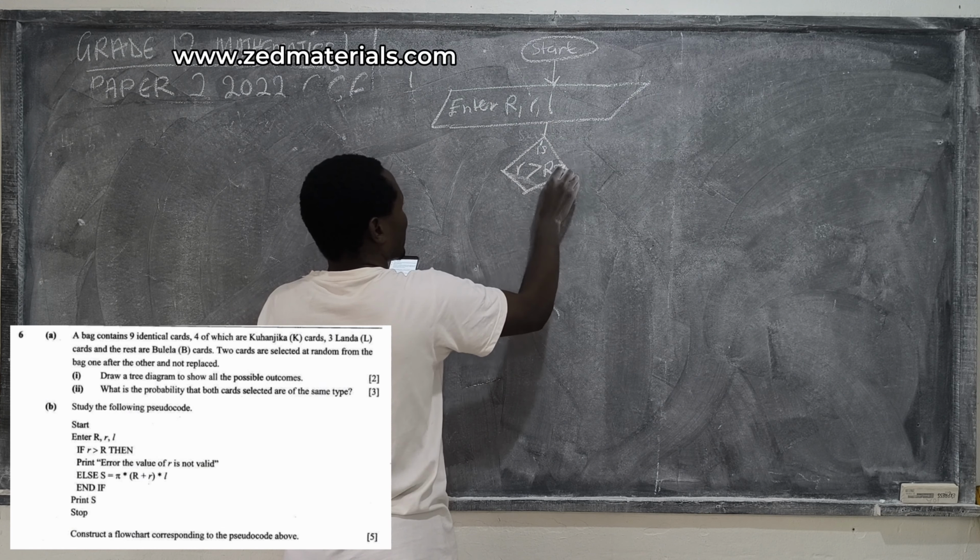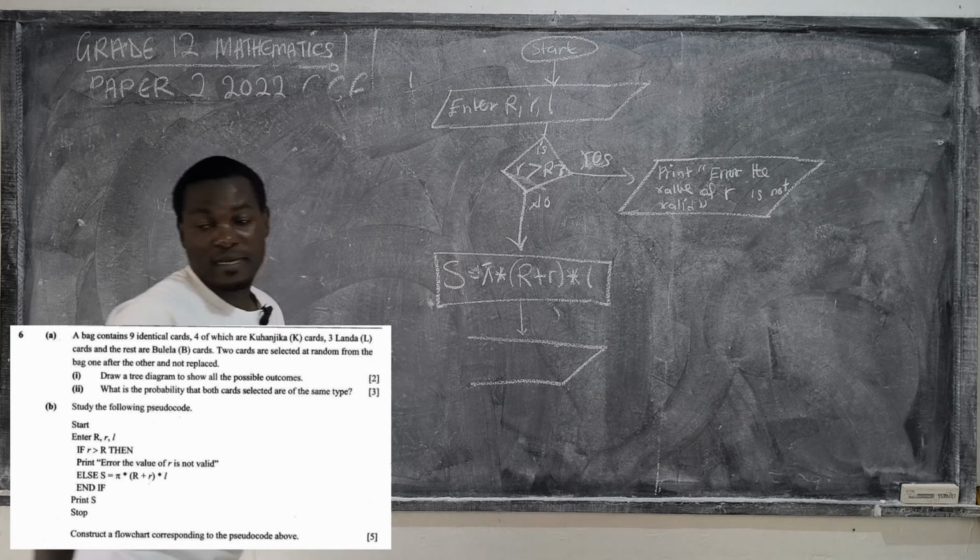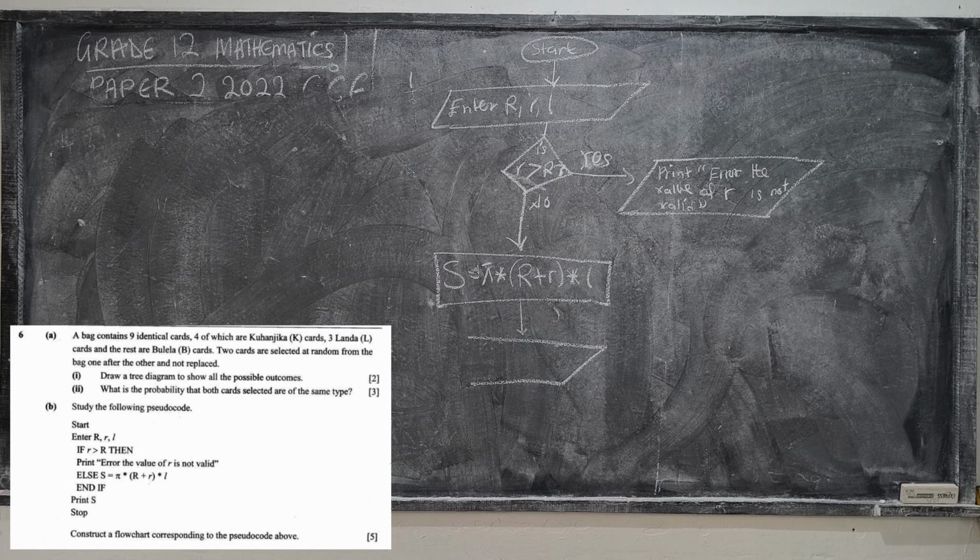So else, you are now calculating S. Which symbol do you use for calculating? We said it is a rectangle. So you say S is equal to pi multiplied by, open the bracket, R plus R, close, multiplied by L. Then print S. Which symbol do you use for printing? Again, we said it is a parallelogram. That's the symbol that we said in the grade 10 topic.